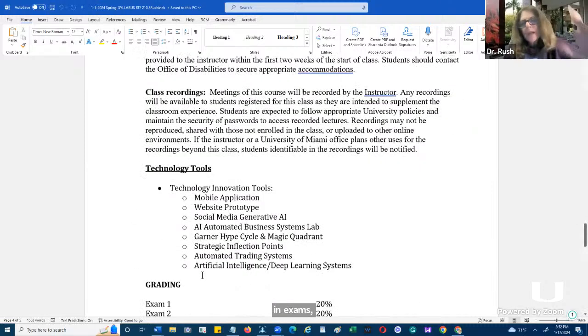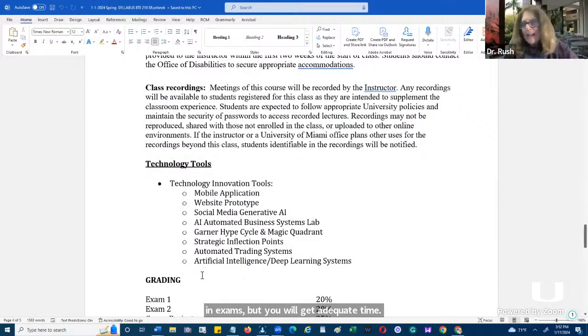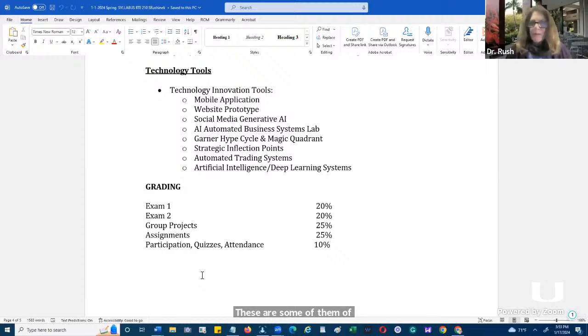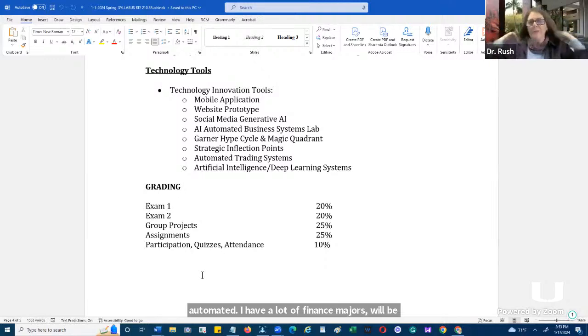Class recording, I'm recording all the classes. You can see those. Technology tools, these are some of them, of course. We'll also be doing automated, I have a lot of finance majors, so we'll be doing some fintech, automated trading systems as well. And we'll be looking at algorithmic trading, algo trading, kind of interesting to do.